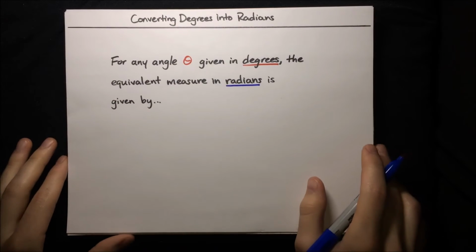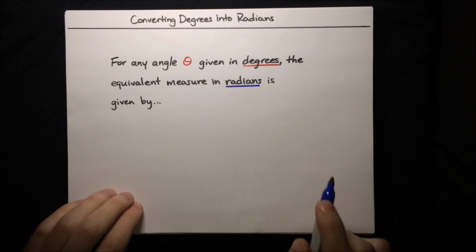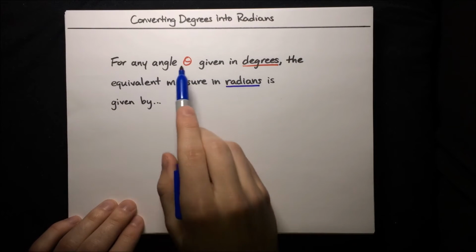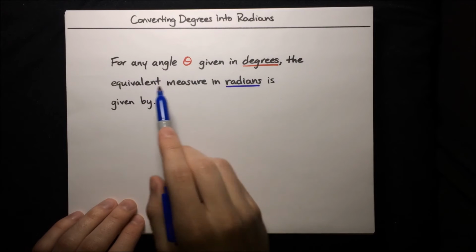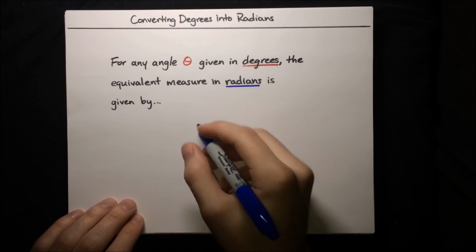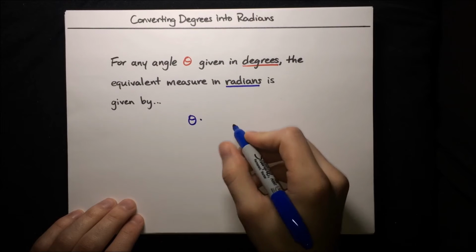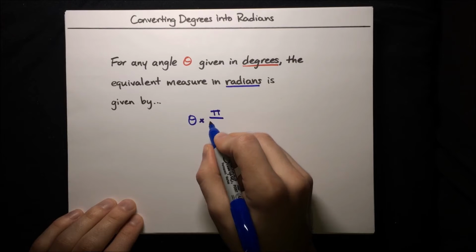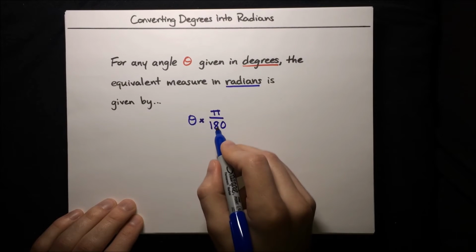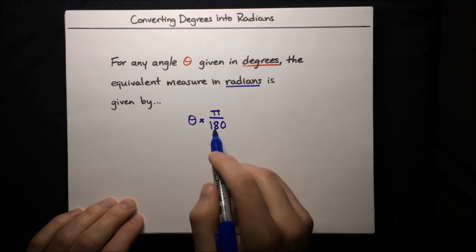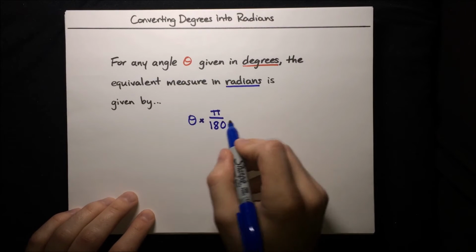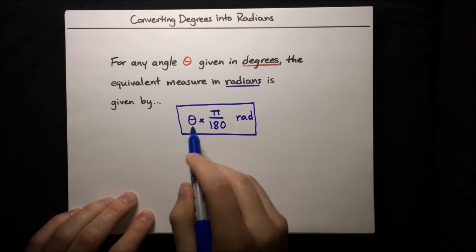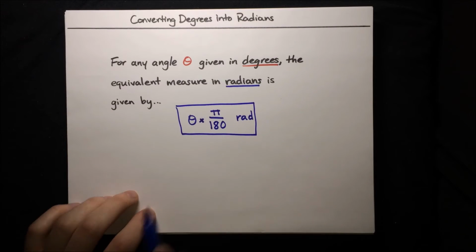Alright, so now that we've done an example, we can come up with a general process for converting degrees into radians. And that goes like this. For any angle theta given in degrees, the equivalent measure in radians is given by theta times that conversion factor that we found earlier. That was pi over 180. That's how many radians are in a single degree. Then multiply that by theta to get the radians in the full theta degrees. So there we go. That's the way we convert from degrees to radians. We just multiply by pi over 180.